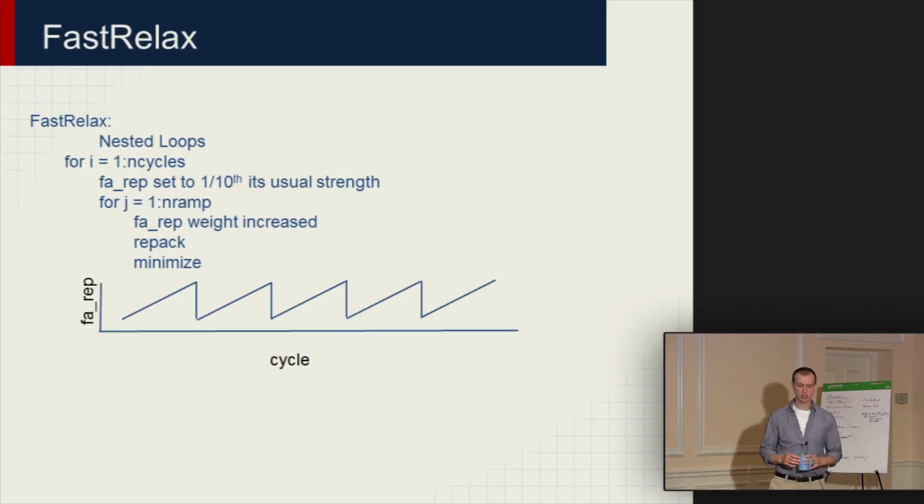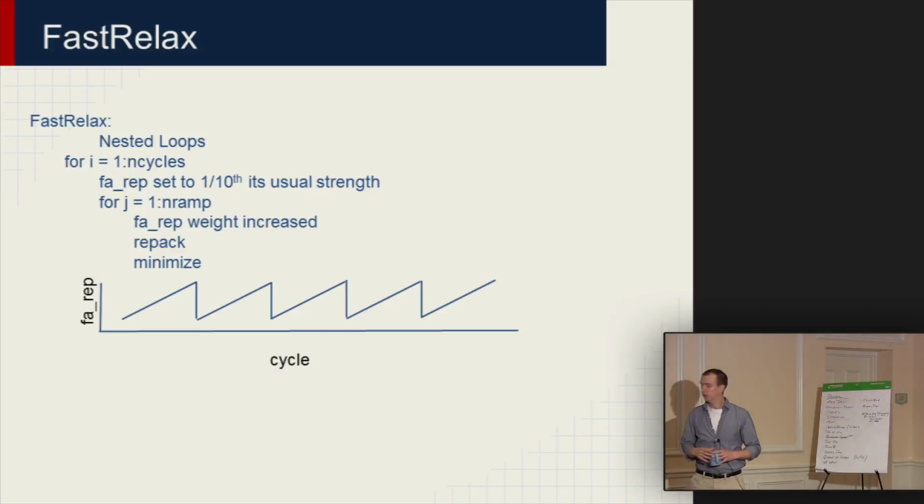Okay, so what does FastRelax look like? It's a pair of nested loops. In an outer loop, you go through some number of cycles. This is an example of 5 cycles. Just before you begin the inner loop, you set the FA rep value to some low value, for example, 1/10 of its original weight. Then you ramp this weight up over a series of steps here, here, here, here, here, here. In this loop, you increase the FA rep weight, then you repack the structure and minimize. And that's it. So it's a very small protocol in terms of the complexity of the subroutines that it's invoking, just repacking and minimizing.